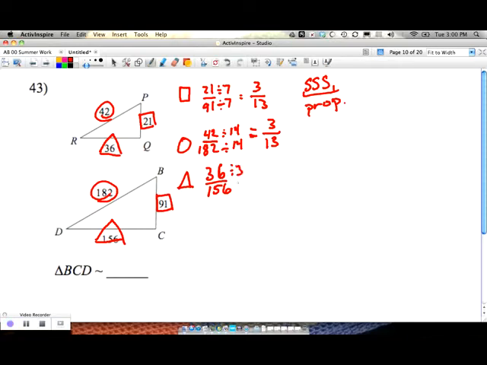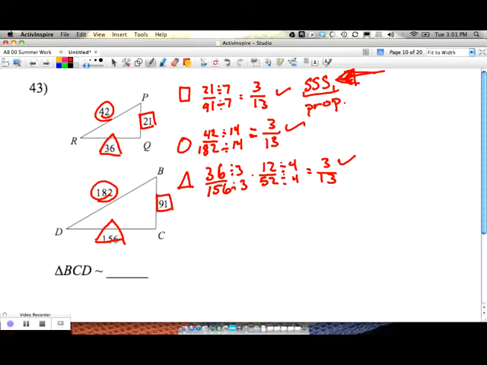If I divide the top by 3 and the bottom by 3, that's going to give me 12 on top and 52 on bottom. Now each of these is divisible by 4, so let's divide those by 4. 4 goes into 12 3 times and into 52 13 times. Hey, look at that. They all simplify to the same ratio. So therefore, by side, side, side, they are proportional. Awesome.